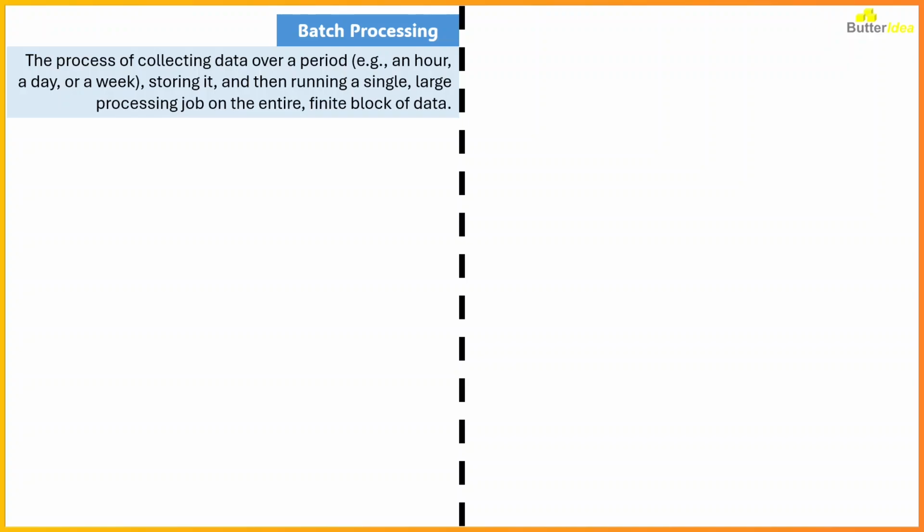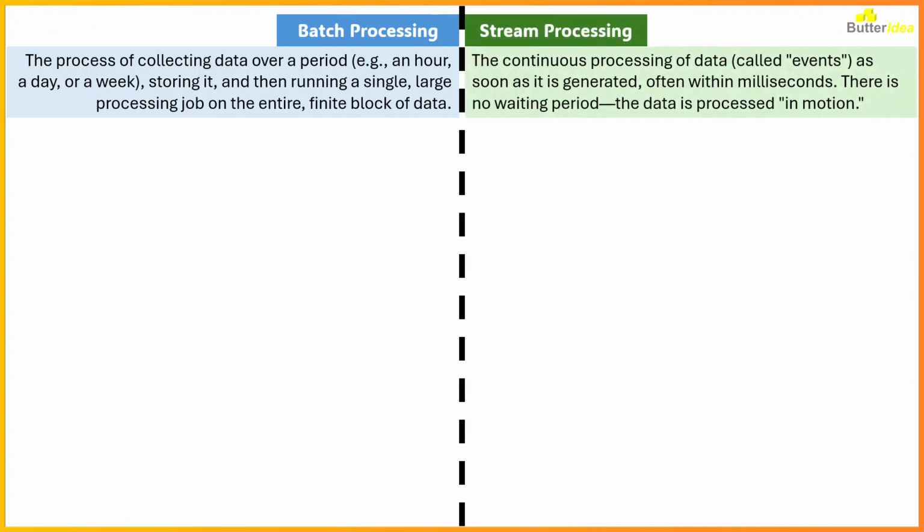Batch processing collects data over a period, which could be an hour, a day, or even a week. The data is stored and then processed as a single, large job on the entire block. Stream processing, on the other hand, handles data continuously as soon as events are generated. There is no waiting. Data is processed in motion.